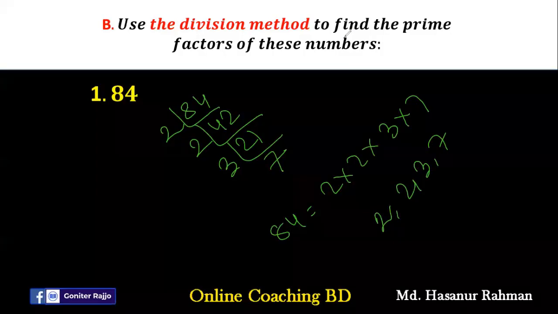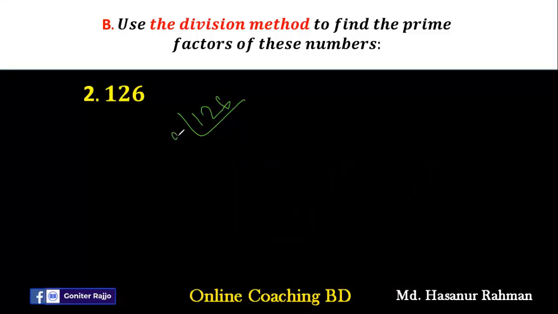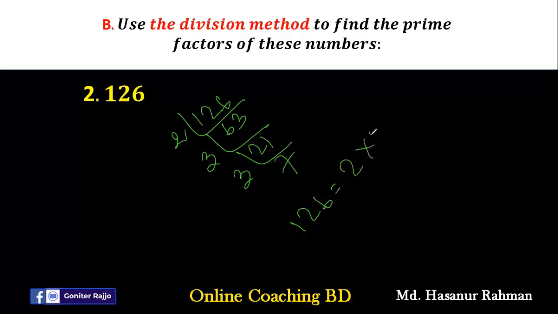Now we have to find out the prime factors of 126 by the division method. At first we have to divide 126 by 2, that will be 63. We can divide 63 by 3, that will be 21. We can divide 21 by 3, it will be 7. So we can express 126 in this way, 2 multiplied by 3 multiplied by 3 multiplied by 7. Then we can say the prime factors of 126 are 2, 3, 3, 7.